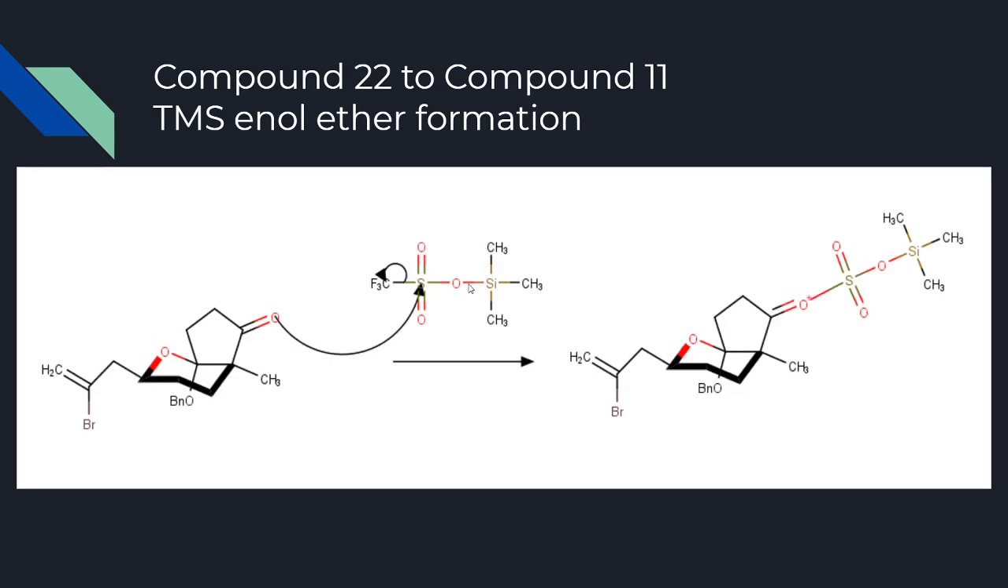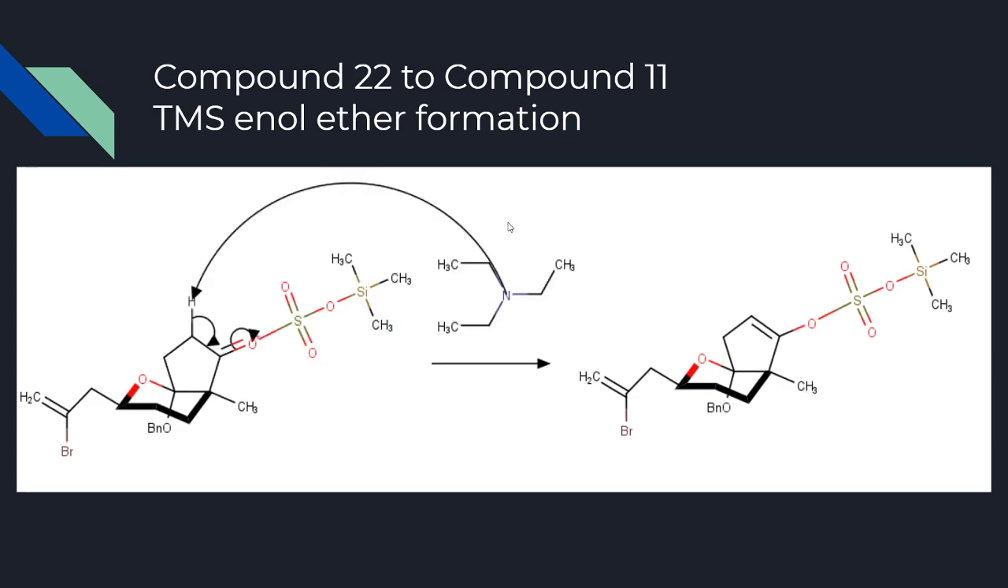The carbonyl oxygen acts as a nucleophile and attacks the TMSOTf group because the sulfur in the compound is highly electrophilic. This reaction kicks out CF3 as a leaving group. Triethylamine acts as a strong base and deprotonates an alpha hydrogen to create an enol-like structure.